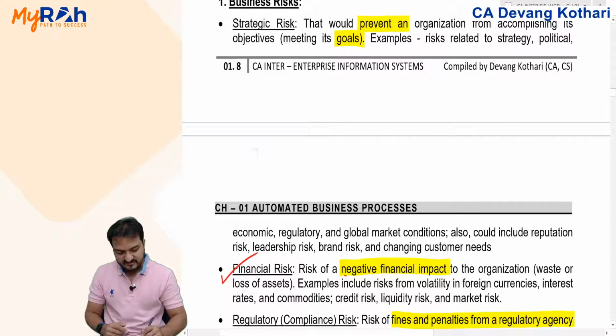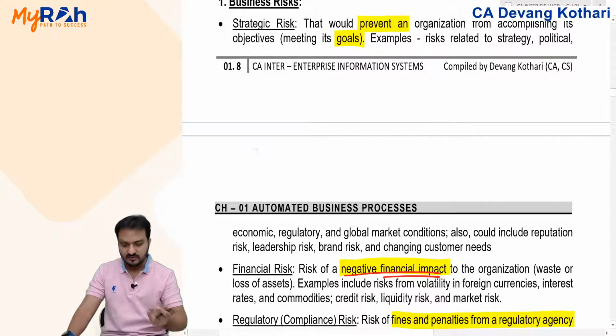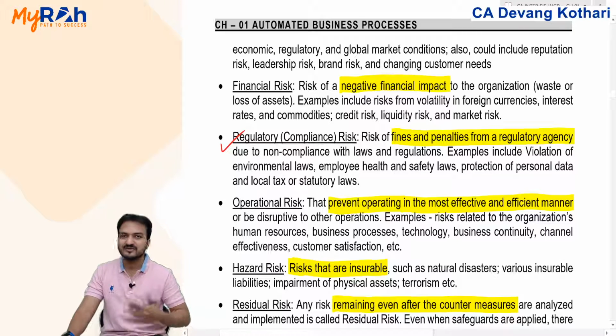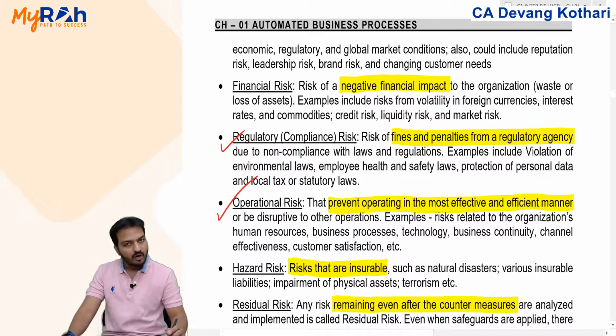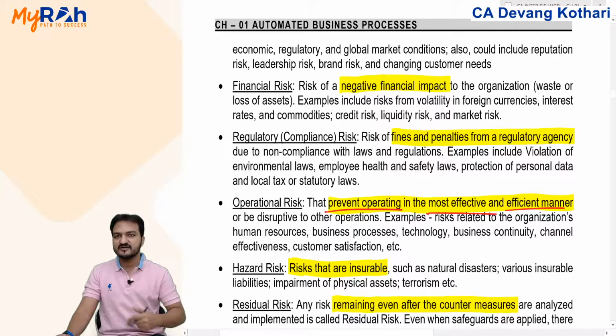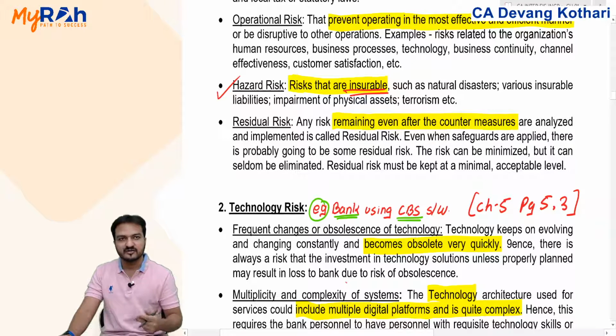Financial risk is the risk of negative financial impact, meaning risk of incurring financial losses. Regulatory risk is the risk that you violate some regulations and you'll have to pay some fines and penalties. Operational risk is the risk that will prevent you from operating in most effective and efficient manner. Your routine operations get disturbed, that is operational risk. Hazard risks are the risks that are insurable, against which you can get insurance, fire insurance or terrorism or any such damage to your assets.